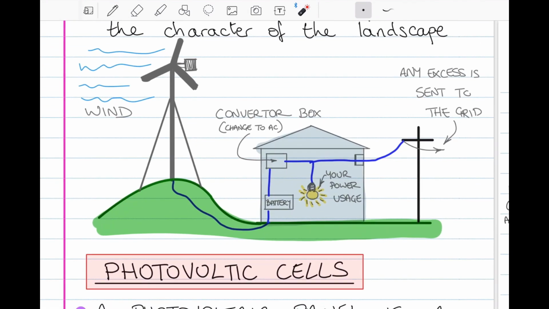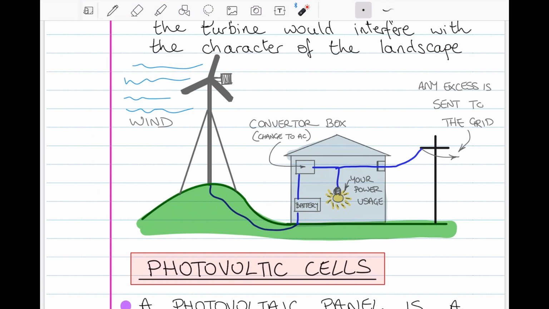All right, so there is our diagram. So we have our wind turbine, wind blows, turns all the blades, we know what happens in there. The electricity that gets generated goes down through the turbine and gets connected to the house or to the grid, depending on which way you're going.